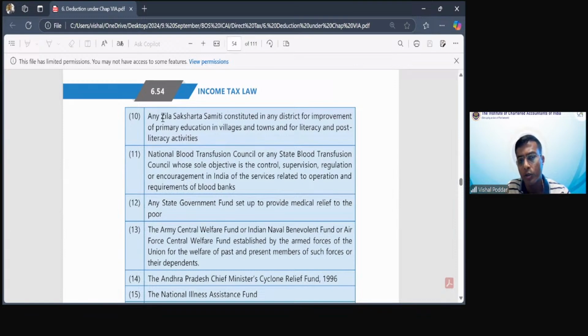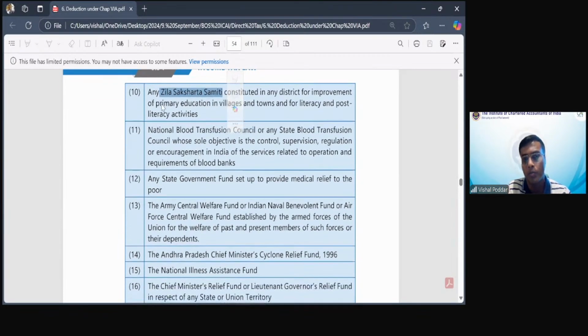Again, you get an institution. Again, why? Because it is relating to education. Zilla Saksharta Samiti, which is for providing primary education in villages, towns. Then comes the Medical Association. What is that? National Blood Transfusion Council. See, to whatever extent our science may have progressed, till date, we have not yet been able to manufacture blood in a factory or in a laboratory.